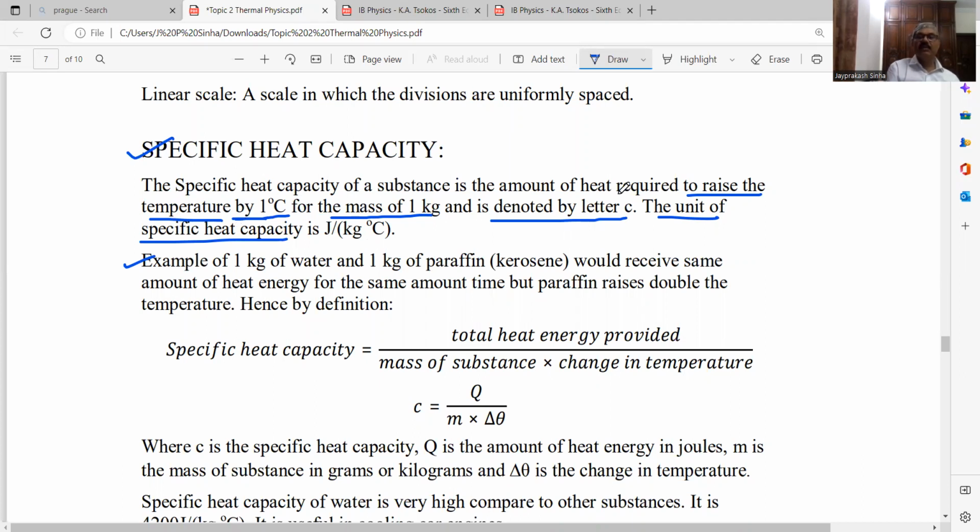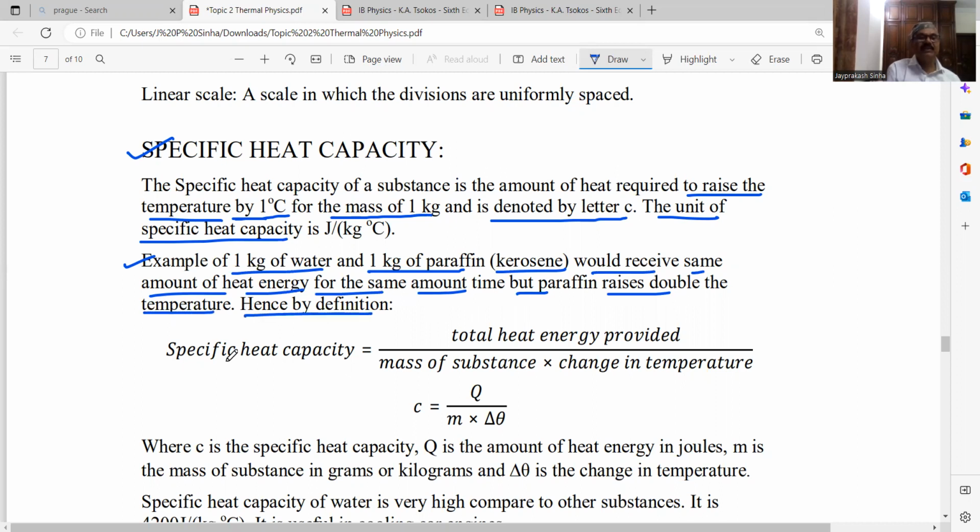Okay, so here we are raising the temperature by 1 degree Celsius, and we are taking the amount of the substance as 1 kg. This 1 kg is very important, and the temperature rise of 1 degree Celsius is also very important. So for example, we are taking 1 kg of water and 1 kg of paraffin, means kerosene. They would receive the same amount of heat energy for the same amount of time, but paraffin raises double the temperature.